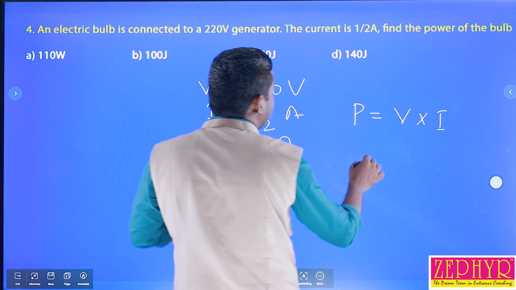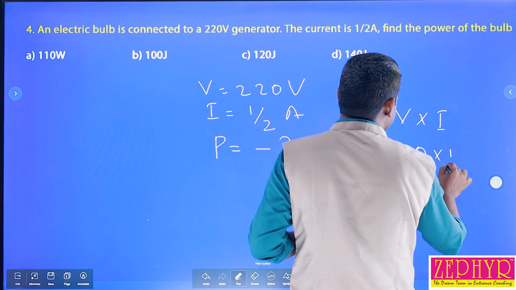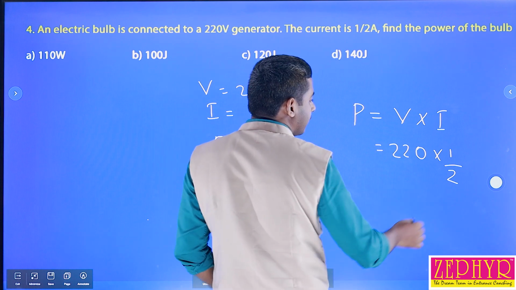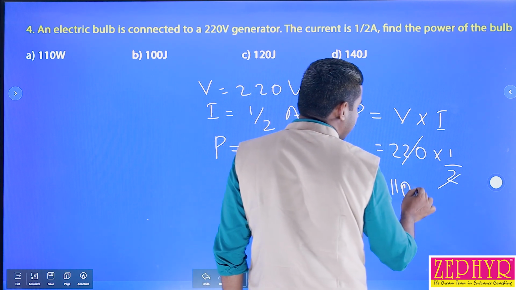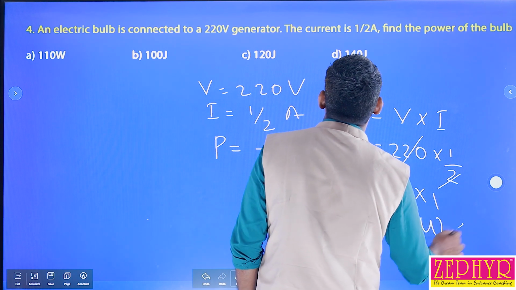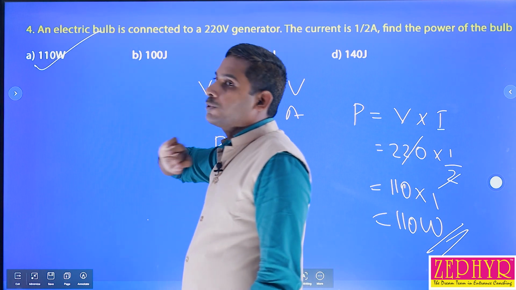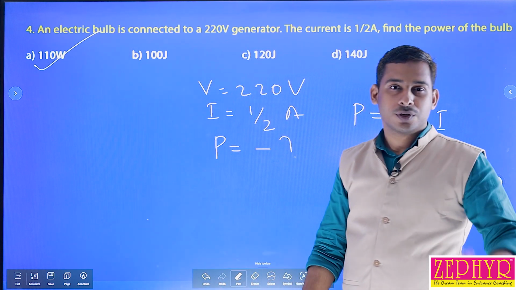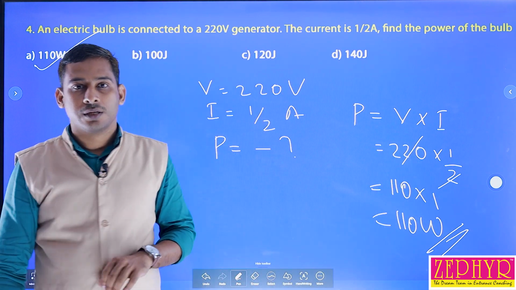The voltage they said is 220, and the current they said is 1 by 2. We can cut like this: 110 into 1, that means the power becomes 110 watt. So the answer is once again option number A, the first option, 110 watt.